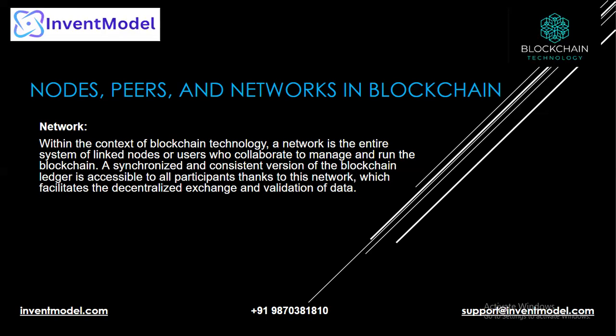In simple words, we can say a network is a technology which allows every node, every peer, or every machine to communicate with each other, be linked with each other, and collaborate with each other. So decentralization is very seamless, and exchange of data is also very easy, which helps in the validation of data.